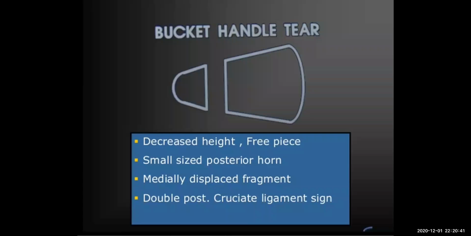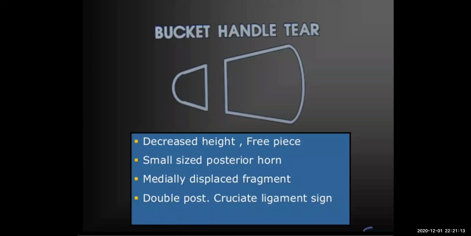You don't find the full triangle shape. You might find it more or less like a rectangle, so it's not a proper triangle, especially the outer, the most peripheral part. Because the tip of the triangle, the central part, from the red zone or the red-white zone, is always what gets detached from the body of the meniscus. Then it goes medial. Okay?